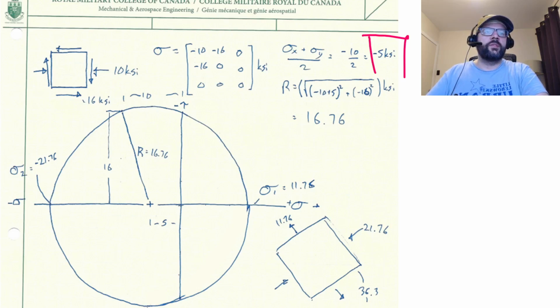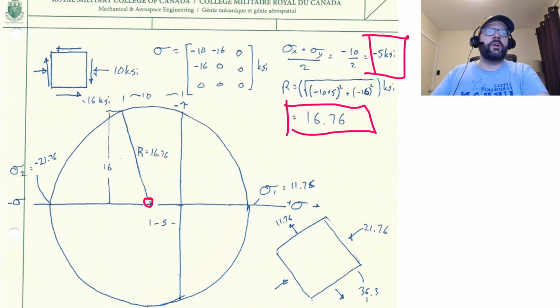So our centroid's going to be there. Our radius, so again, the negative 10 minus the negative 5, so negative 10 plus 5 squared, so 5 squared plus the 16 ksi squared, so take the square root, that gives us 16.67 ksi. So that's going to be our radius, and again, that location is based upon this face at this point.